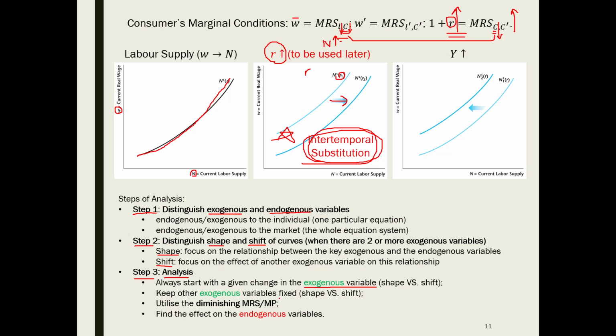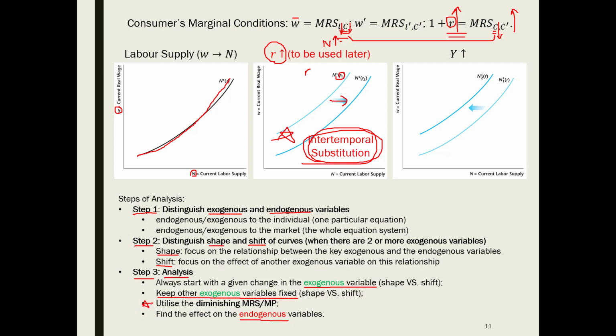Another important point is that if you have more than one exogenous variable in the system, then you must keep all the other exogenous variables fixed when you focus on only one exogenous variable. You cannot change two exogenous variables at the same time. Exogenous means that the variable is determined outside the model. After assuming a particular change in one exogenous variable, you can then analyze the effect on the endogenous variables based on all the equations in the system.